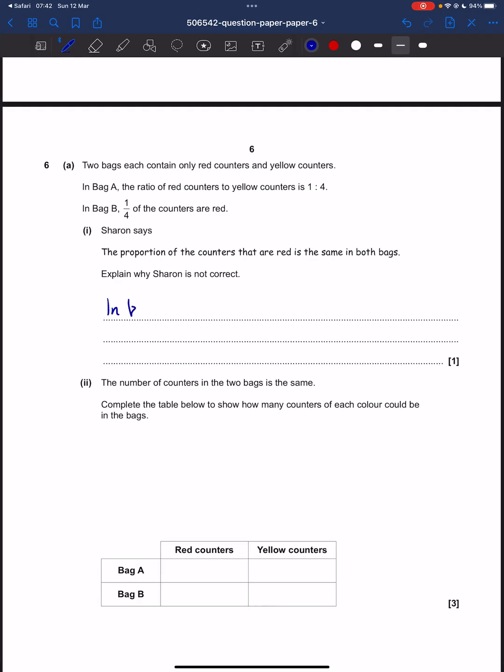Okay, in bag A, the reds is the first one. 1 out of 1 plus 4 are red. So it's 1/5 are red. So in brackets, 4/5 are yellow. So it's not that number divided by that number. If you're looking at the proportion of one of these in that bag, it's the number linked to that colour that we're looking at divided by the total of the two numbers. And then 1/5 is not equal to 1/4.